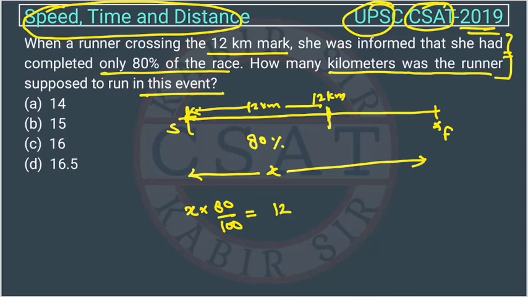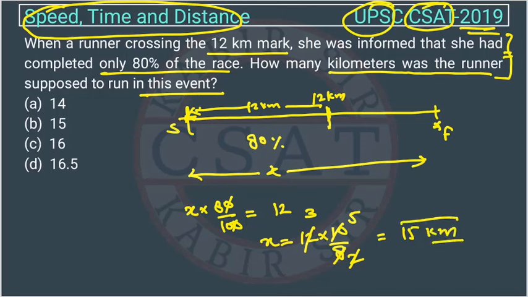So 80% of some distance is 12. So the x would be 12 into 10 by 8, where this 0 will cancel this 0. From 4, 4 2s are 8, 4 3s are 12, and 2 we can cut with this 5. So this will be 3 into 5, which is equal to 15. So this is our answer. The answer would be option B. So the race is a 15 kilometer race, right?